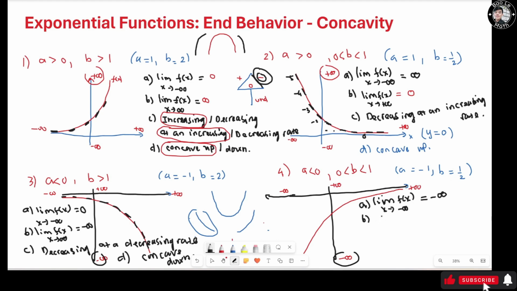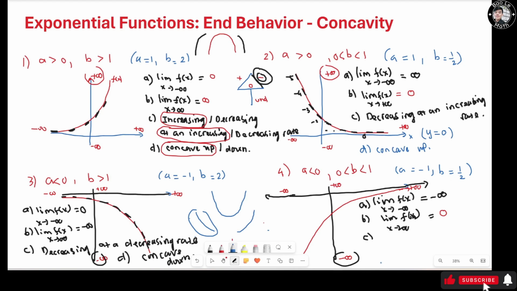Now b, the limit of the function f of s when s approaches positive infinity. When s approaches positive infinity, which means s going further to the right, right? And the function is getting closer to 0, right? So which is 0 right here.